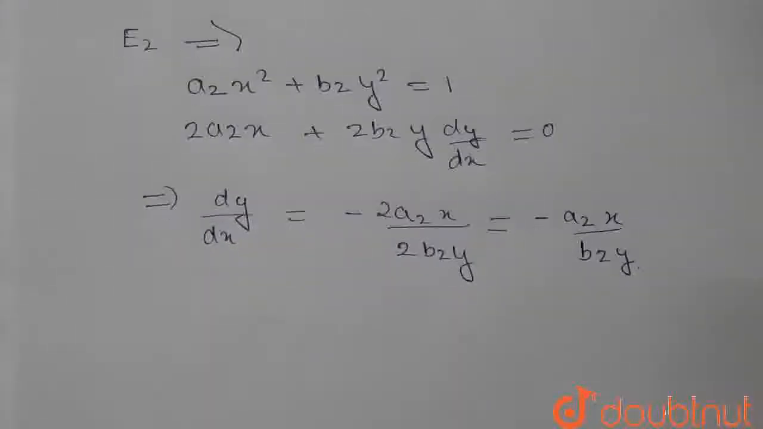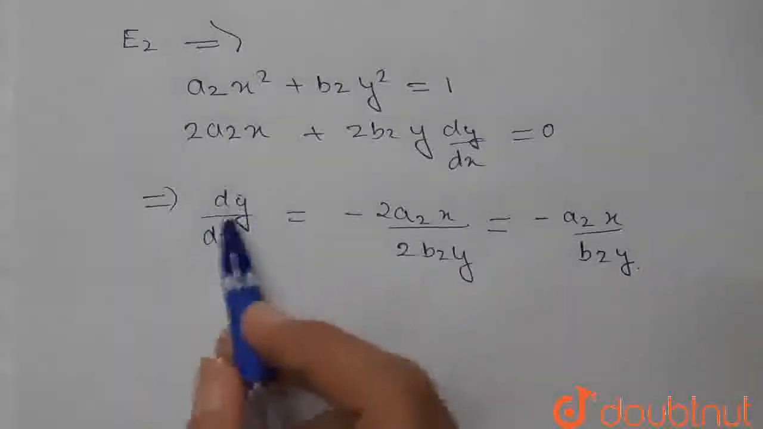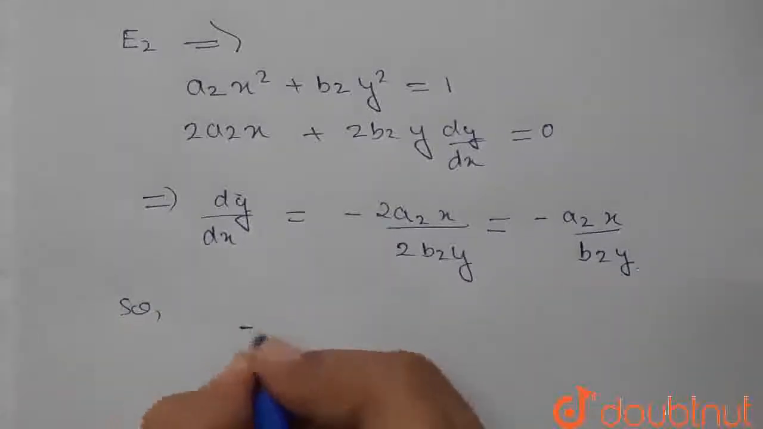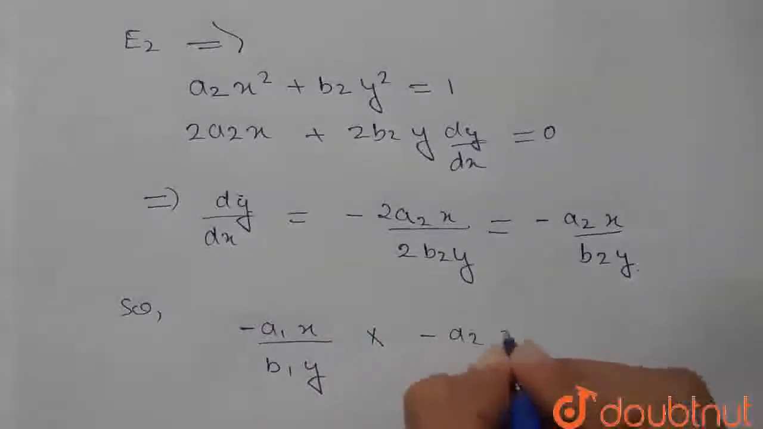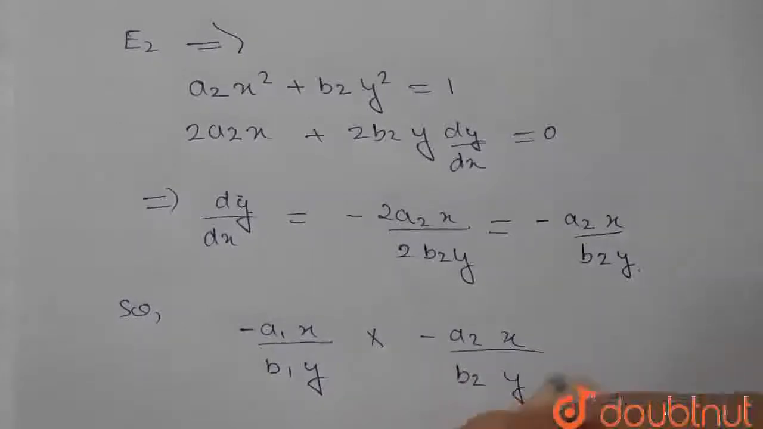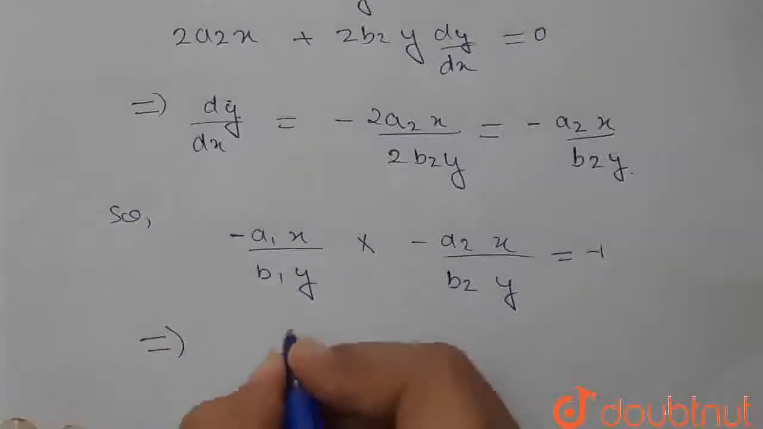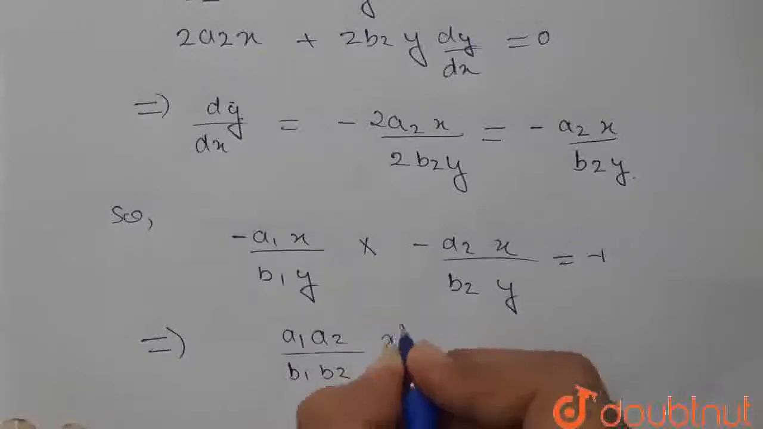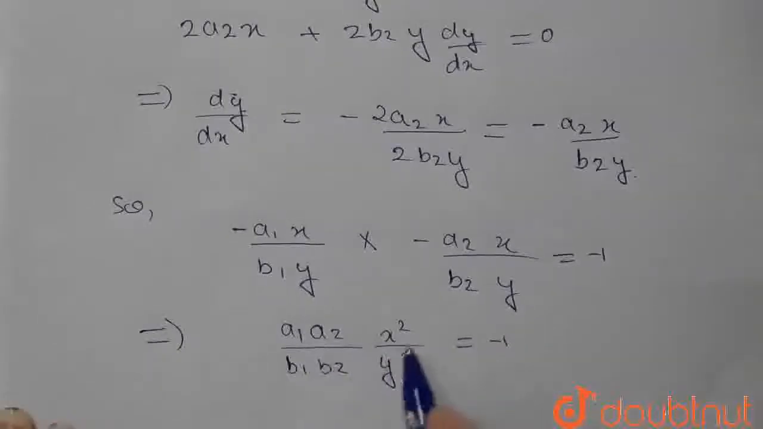Okay. Now we have already talked about that if ellipses are intersecting orthogonally, their slopes product must be equal to -1. So if I do that same thing, minus a1x upon b1y into minus a2x upon b2y, it must come equal to -1, right? So on simplification, this can be written as a1 a2 upon b1 b2 into x square upon y square equal to -1. We have already found the values of x square and y square, so now we will just put those values in this equation, right?